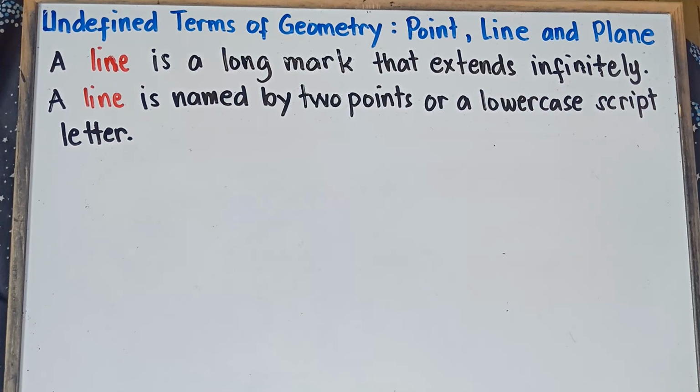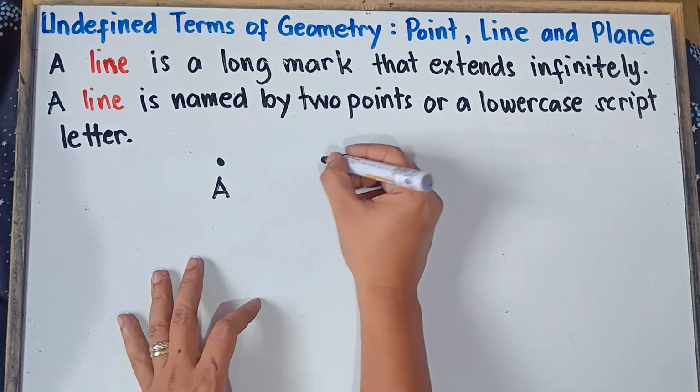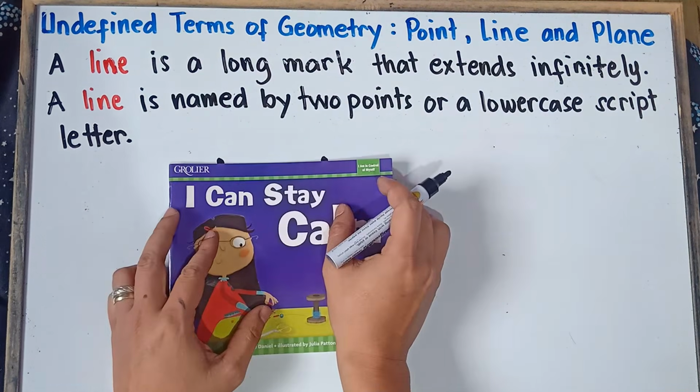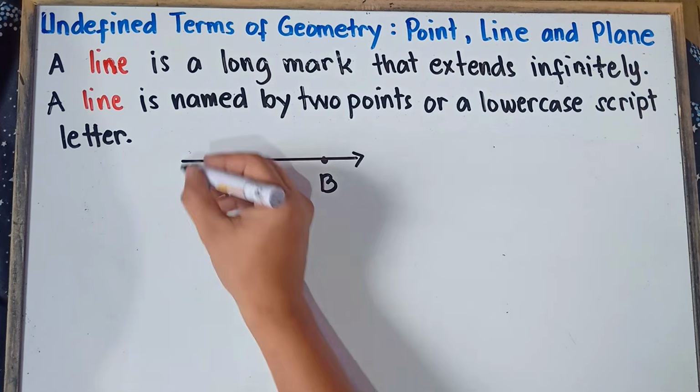Now let's talk about a line. What is a line? A line is a long mark that extends infinitely. A line is named by 2 points or a lowercase script letter. Let's have an example, class. If this is point A and this will be point B, now if we connect the points, we can form a line. So connecting these 2 points, we can form a line.